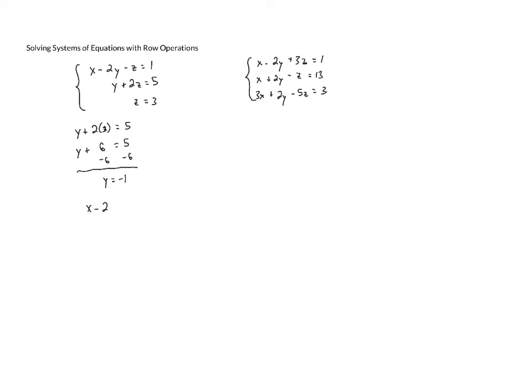We've got x minus 2 times y, which is -1, minus z, which is 3, and that equals 1. Here, a negative times a negative is a positive, so this becomes x plus 2 minus 3 equals 1. 2 minus 3 is -1, so this becomes x minus 1 equals 1. And if we add 1 to both sides, we end up with x equals 2. So our solution is x equals 2, y equals -1, and z equals 3.